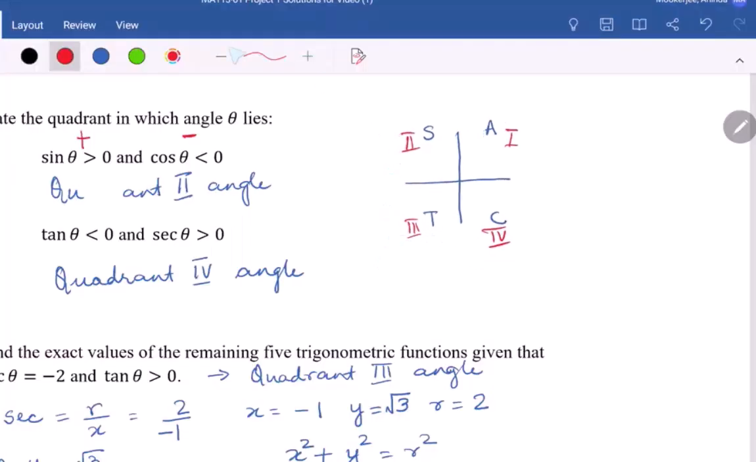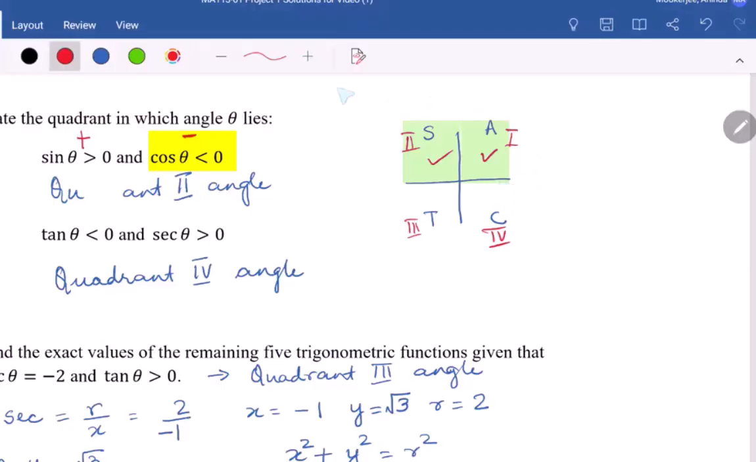Given this diagram here and the information provided on the sign of the ratios, let's try to figure out in which quadrant the angle could be. It says sine of theta is greater than 0. A sine of theta can be positive only in quadrant 1 and in quadrant 2. Only in these 2 quadrants would sine be a positive ratio. However, we have to narrow down our choice to 1 quadrant only. The same angle cannot be in 2 different quadrants, correct?